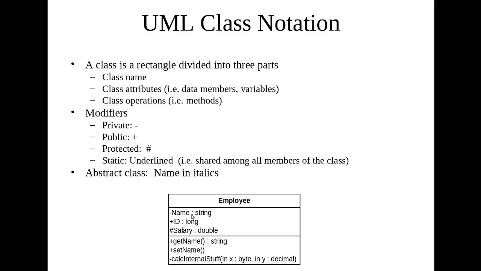Okay, so if you want to have an attribute name, you define its type. If you want the attribute name as a private attribute, you will have a minus sign in front of it. Similarly, plus for public, hash for protected, and it is underlined for static. Now here you can also understand these methods are public or protected. Other than that, this is the name of your class. This name can be italic if it is an abstract class.